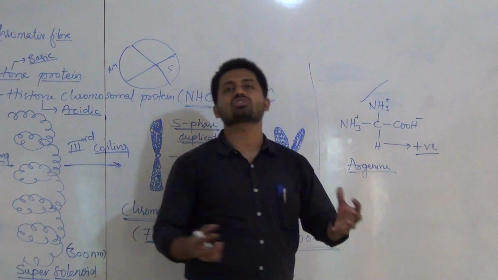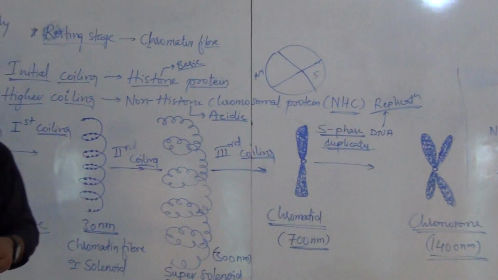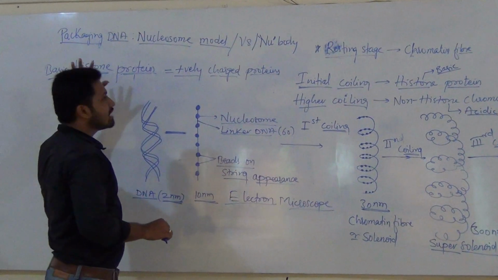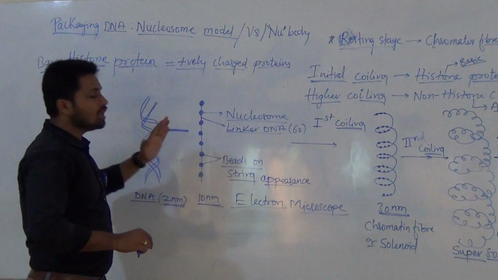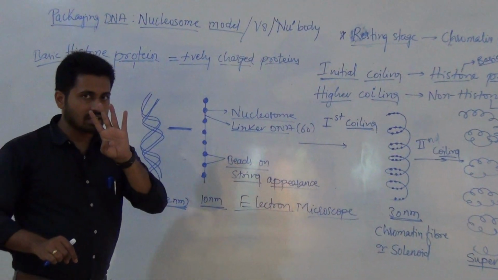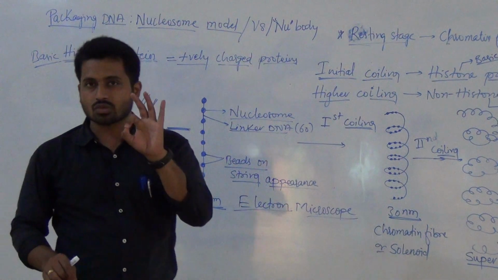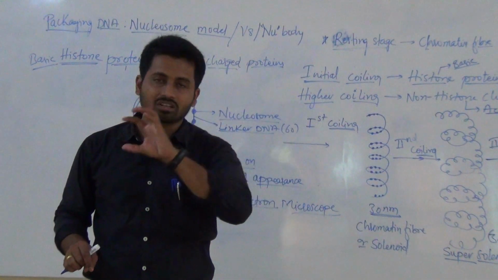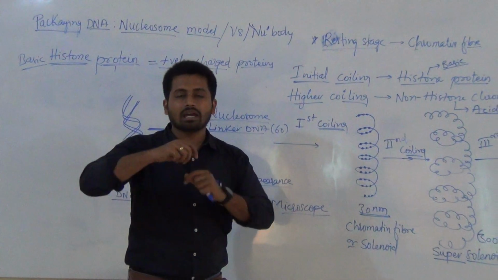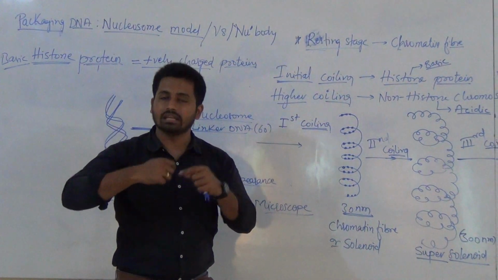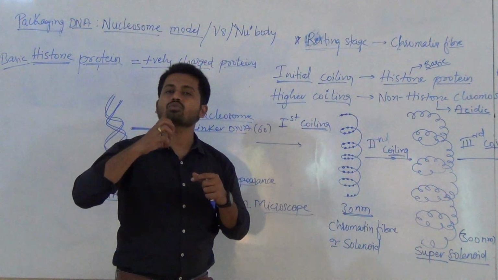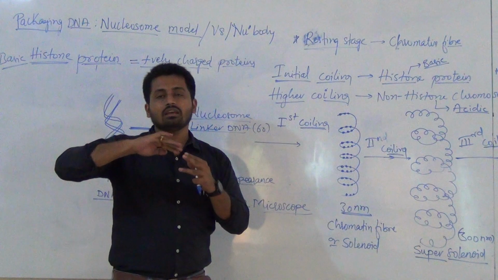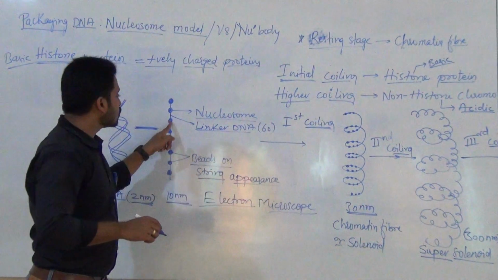A protein prepared from these amino acids is a positively charged protein. We call it histone protein. In total, 4 types of histone are there: H2A, H2B, H3, H4. Each has 2 copies, making 8, which is the histone octamer. That is packed by DNA called core DNA, and then it is held by H1, which does a clamp-like function. Then it moves on to the next nucleosome.